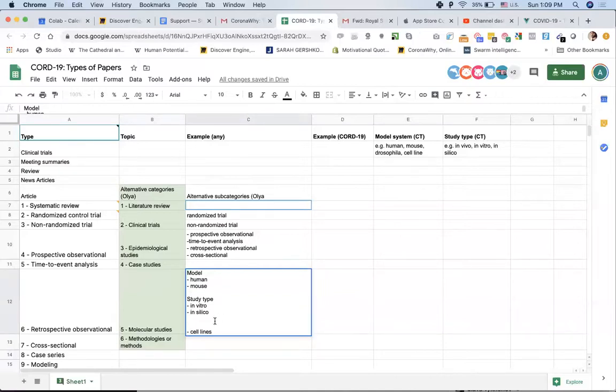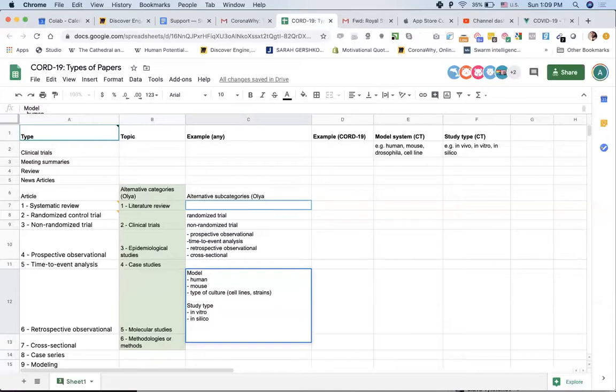Cell lines can be in the model. Oh, okay. Like human cells, a human cell culture is a type. And then, for the model, it could say like model system, human cell culture, and then it could list the strain of cells or something like that. They're all different names for them.